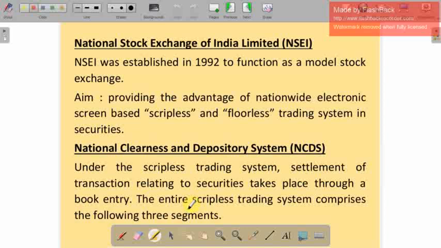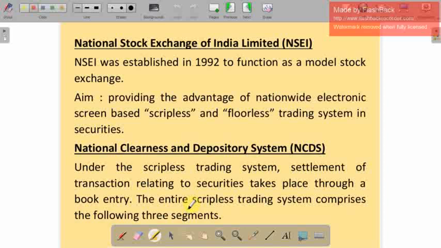And next one, National Stock Exchange of India Limited, NSEI. It was established in 1992. It functions as a model stock exchange. The aim is providing the advantages of a nationwide electronic screen based, scripless and floorless trading system in securities. Instead of physical documents, they provide an electronic screen. That is the use of the NSEI. And next, the National Securities Clearing and Depository system.